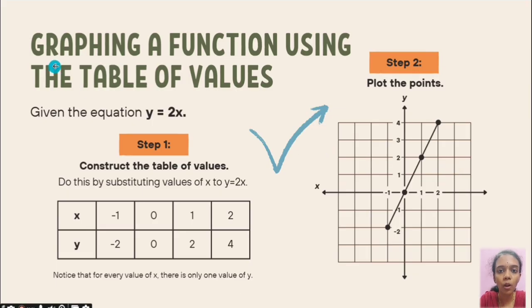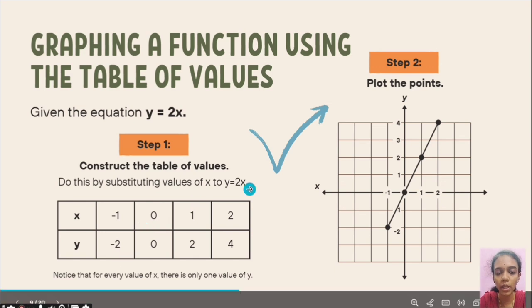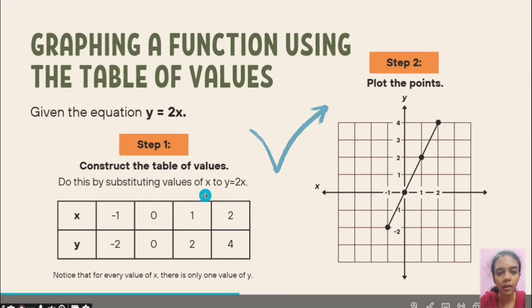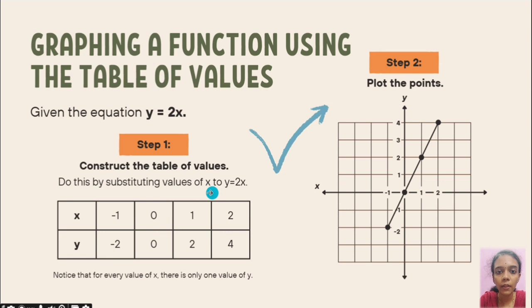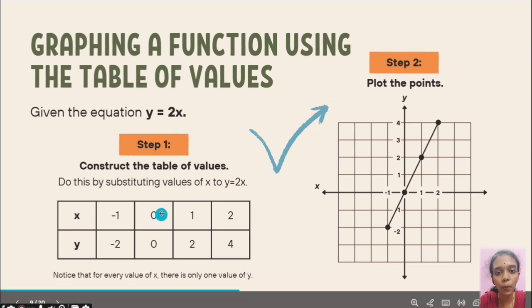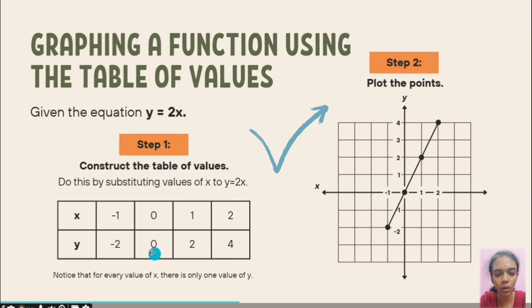Now let's move on and see how to graph a function. This will help you to visualize the concept better. To do this, we choose some values for x and put them into the equation. We consider y equals 2x. Let's try. If we give x equals minus 1, then 2 times minus 1 will give the y value, that is minus 2. Similarly, if we put x equal to 0 in the equation, we get y also 0.